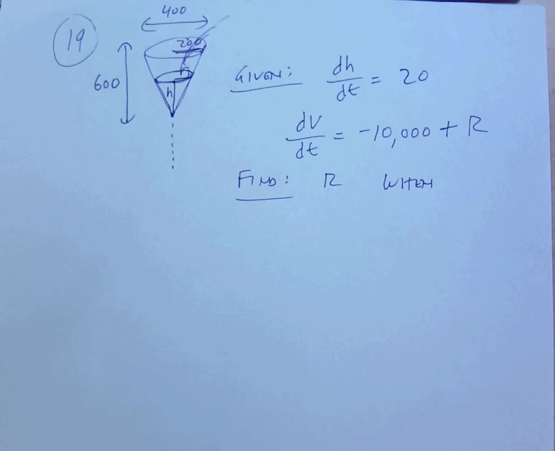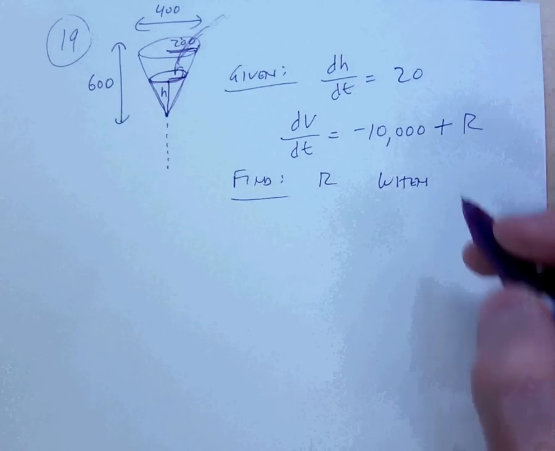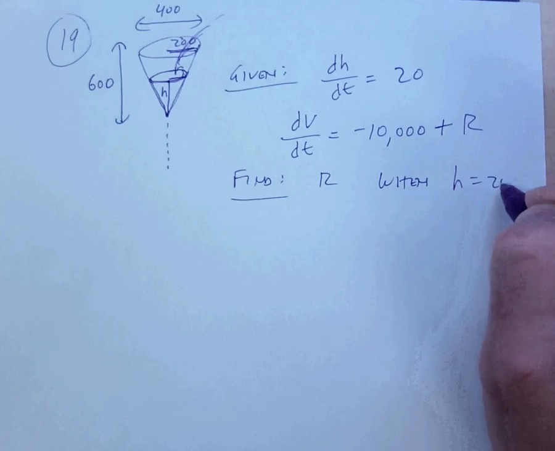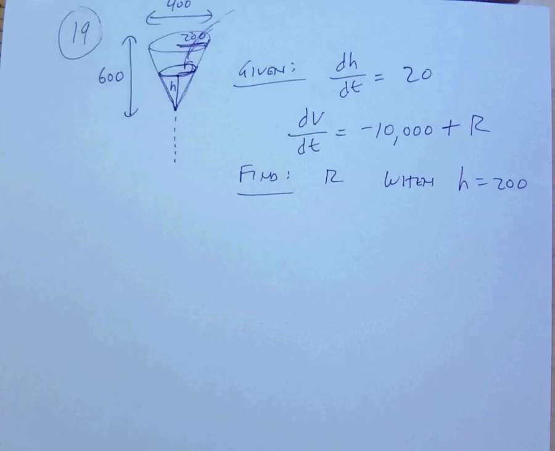When what? The height is 2 meters. In other words, when the height is 200 centimeters. Okay? Following me? Okay? Now we need to come up with an equation.